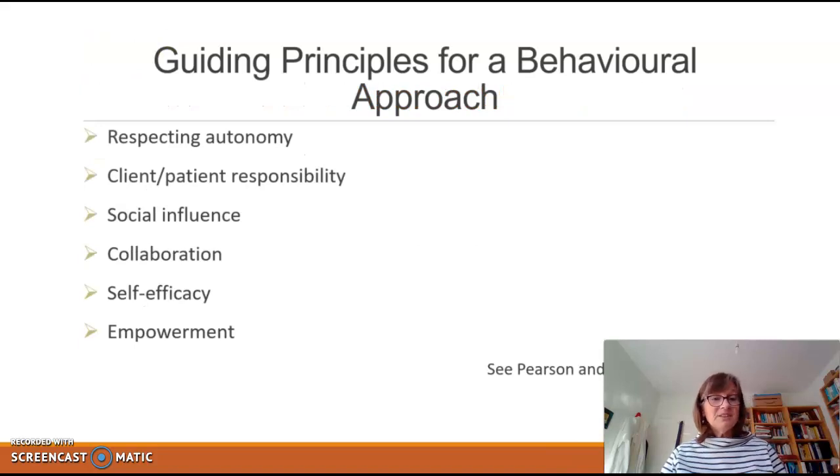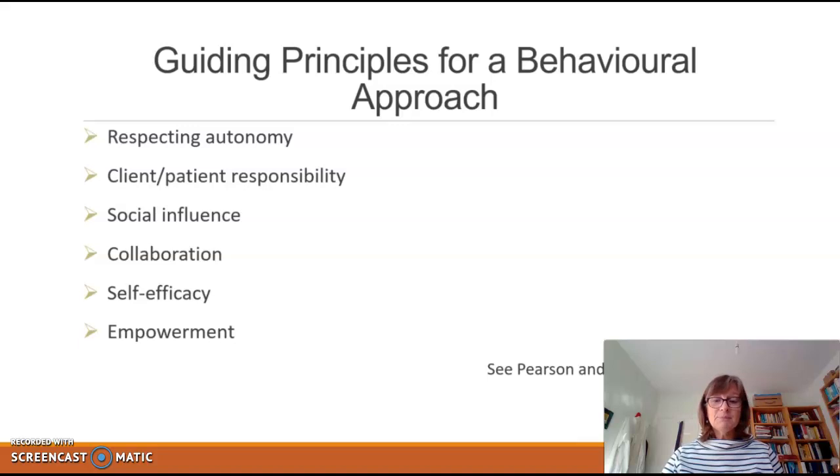So we have some guidance. If we're going to be working on a behavioural approach, what are we going to do? What are the principles of that? So these are core to how we work, and these also fit very much with NHS values, so you'll see that coming up as well.